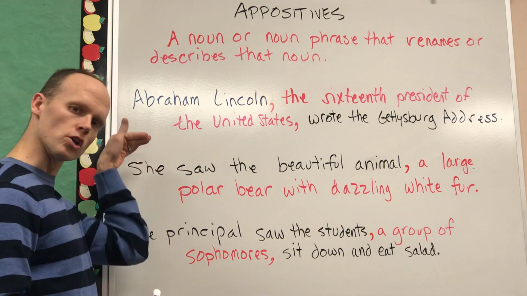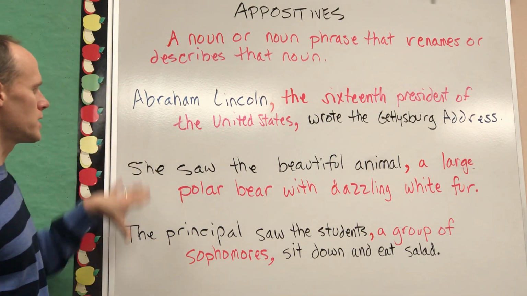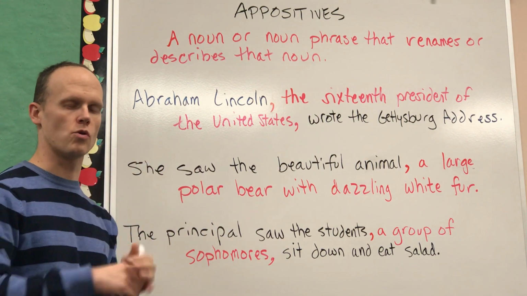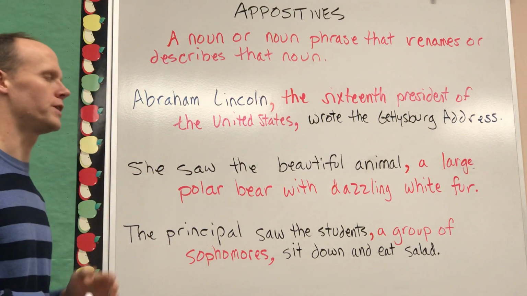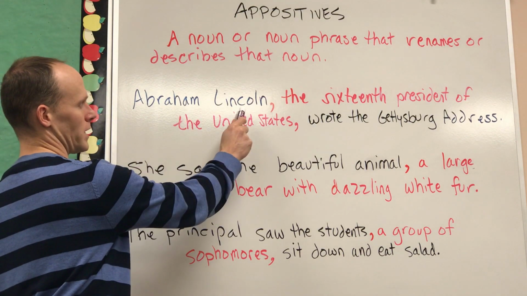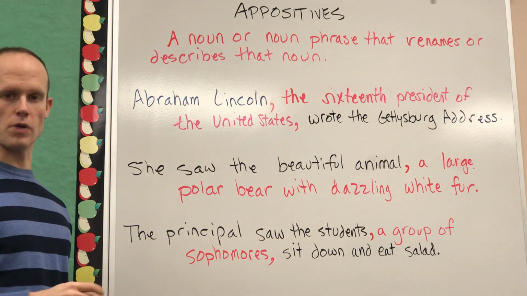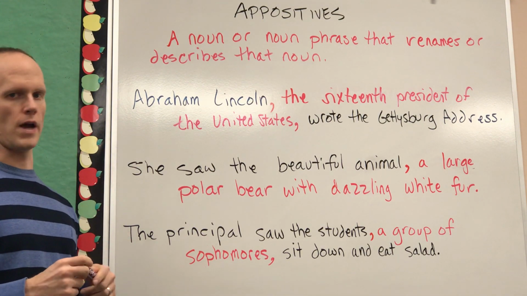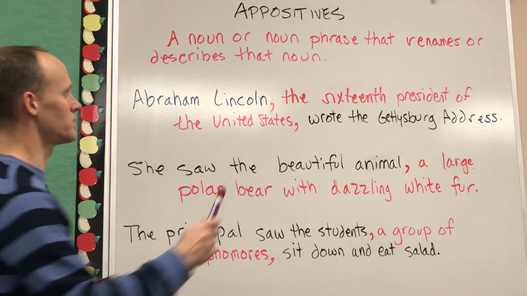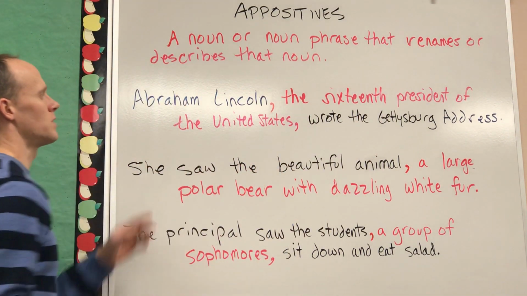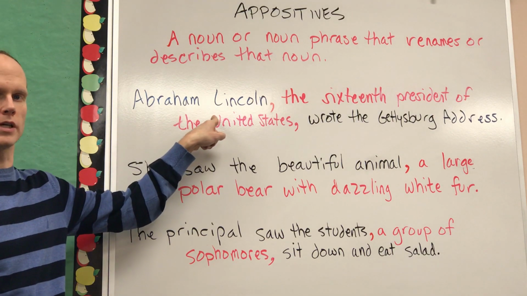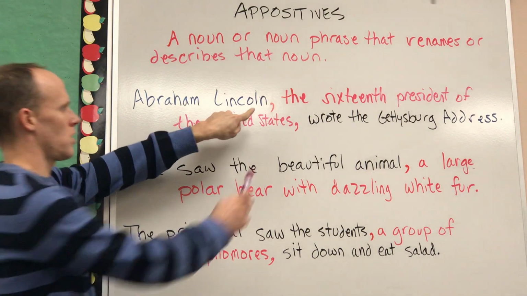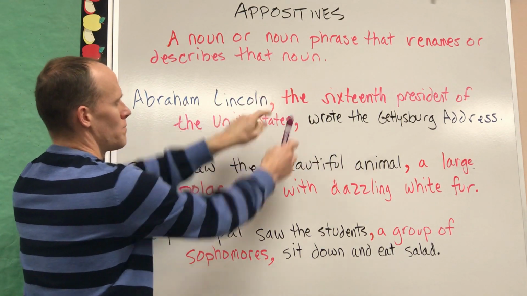All right, so we're going to take a look at these three examples. Now, it's called an appositive because it's in apposition to, or right next to, the noun. That's why it's called an appositive. So, Abraham Lincoln, comma, the 16th President of the United States, comma, wrote the Gettysburg Address. Okay, so the appositive is the 16th President of the United States. It describes Abraham Lincoln. It's standing in apposition to Abraham Lincoln. That's why it's called the appositive, and it's offset by these commas.